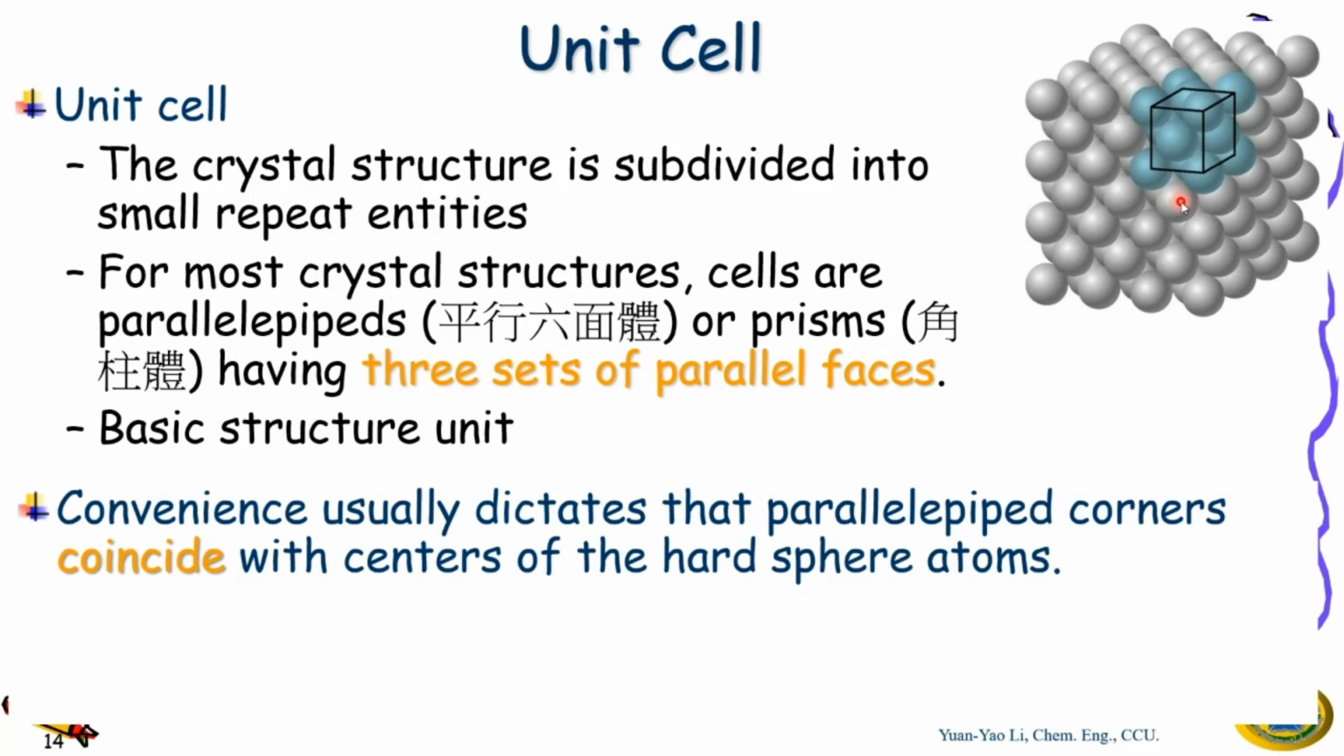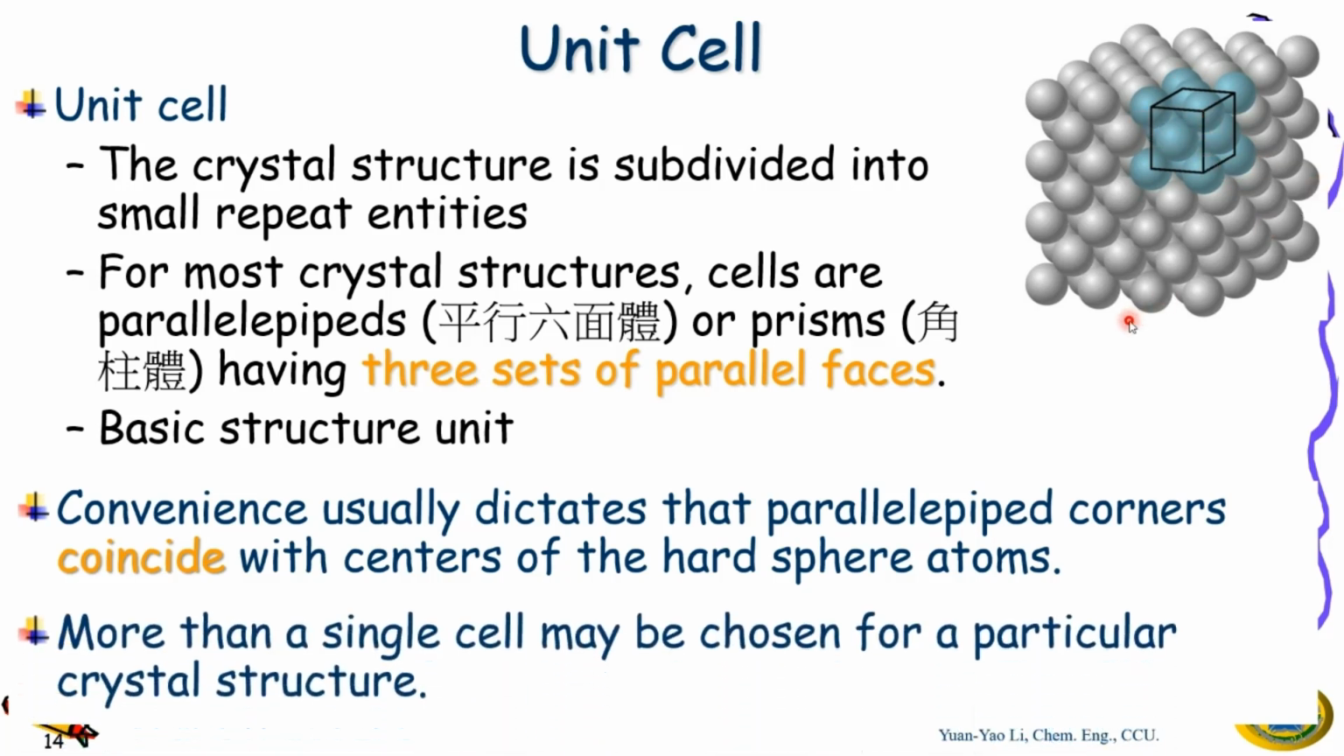Conveniently, the parallelepiped corners usually coincide with the centers of these hard sphere atoms. So in this unit cell, you have corners, and you have 8 corners here. So you have 1 sphere at each of the 8 corners, something like this. More than a single cell may be chosen for a particular crystal structure. For some cases, you choose 4 unit cells to explain something.